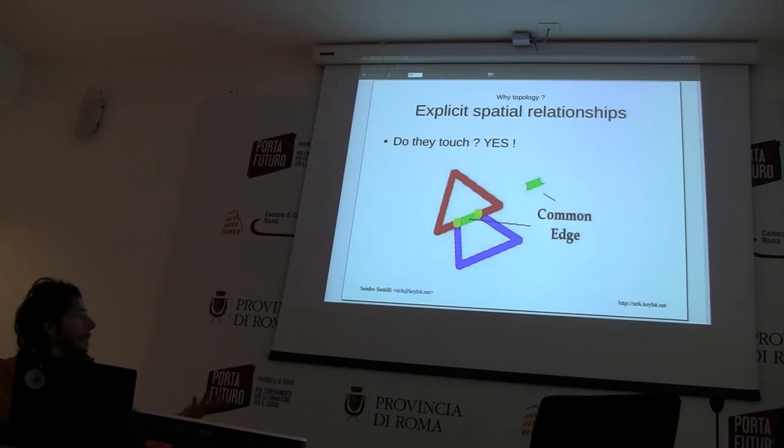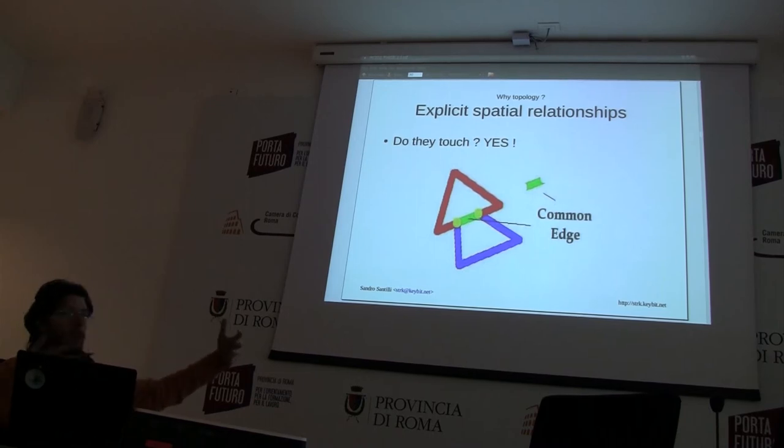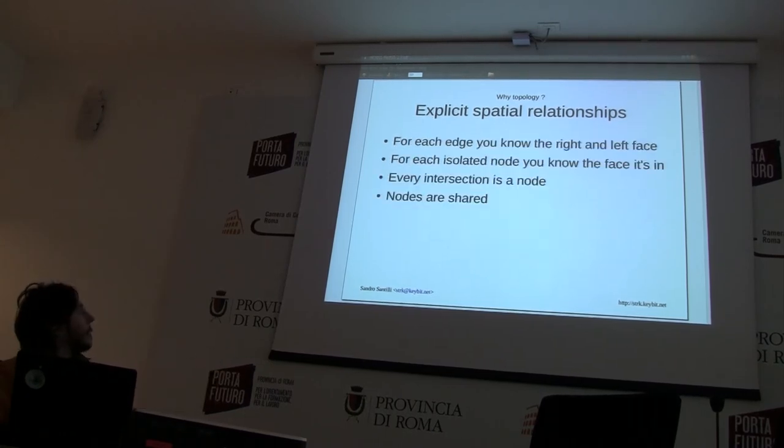Explicit spatial relationship means that you don't have to build it again and again. What happens now is when you ask PostGIS if two geometries overlap, for example, PostGIS takes the two geometries, builds the topology on the fly, and gives you an answer based on that. If you store the topology directly, you don't have to redo the step again and again.